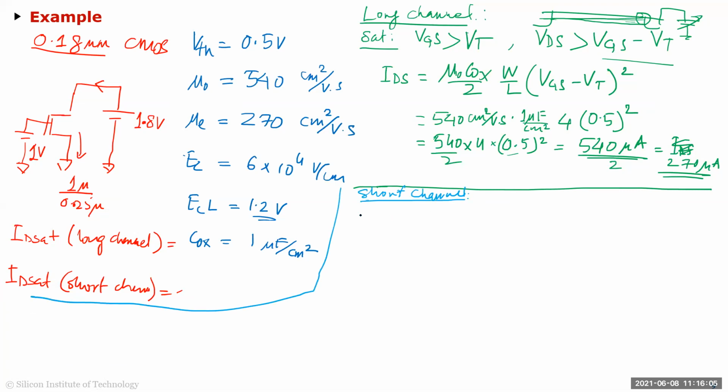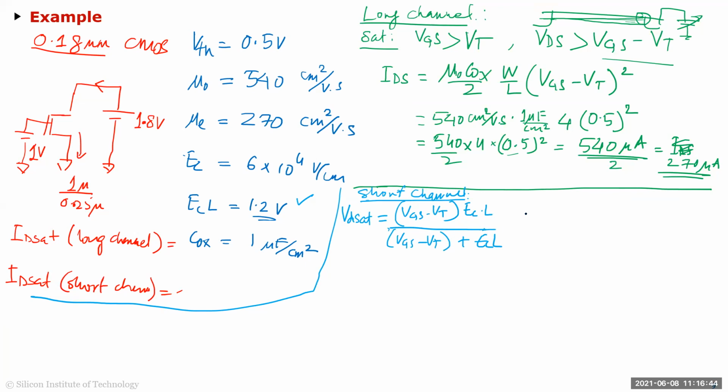For the short channel, if you remember the last slide, I'll just rewrite it here again. The VDSAT equation is this: VGS minus VT times EC times L, divided by VGS minus VT plus ECL. I've already given you the EC times L number here from the table to make your life easier. This is your condition for saturation, so first calculate this and figure out if it is in saturation and what VDSAT is.